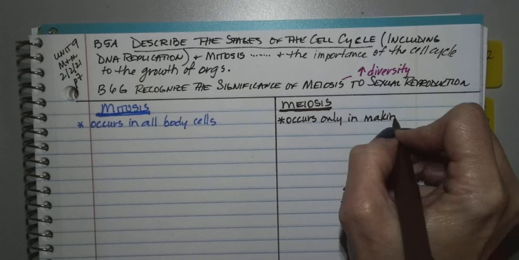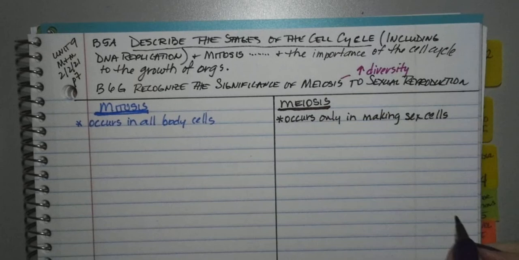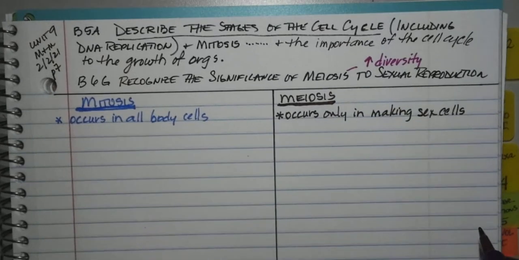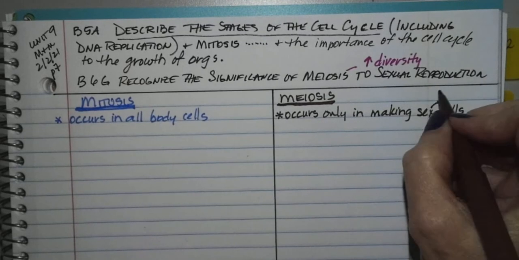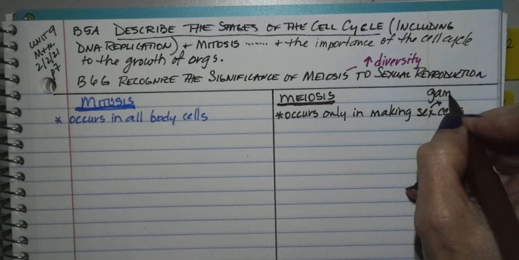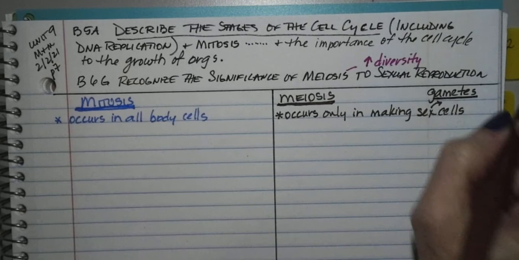Okay, so earlier I said sex cells and people just started giggling. It's like, really? You are out of middle school. Stop it. So we have a scientific name for sex cells, and that's called gametes. If we say generically sex cells, we can call them gametes instead. So here's your first vocabulary word, gametes. That's the scientific name for sex cells.